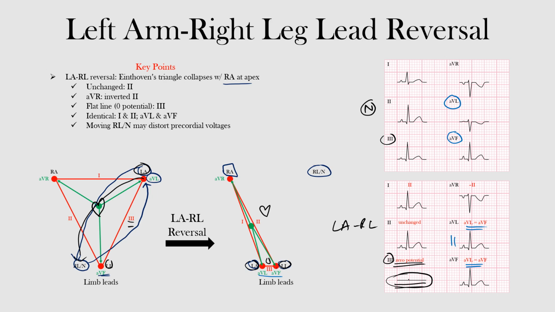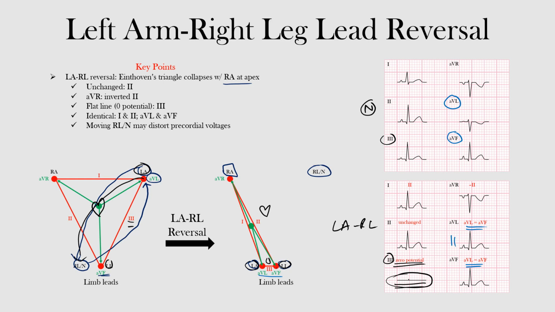So again, that's AVF and AVL, and we saw that lead 3 is that zero potential. Now lead 2 is going to be unchanged. This is because the right arm and the left leg electrodes are not affected. However, AVR will run within this thin slice and will face approximately opposite to lead 2. Therefore, AVR is nearly an inverted lead 2.